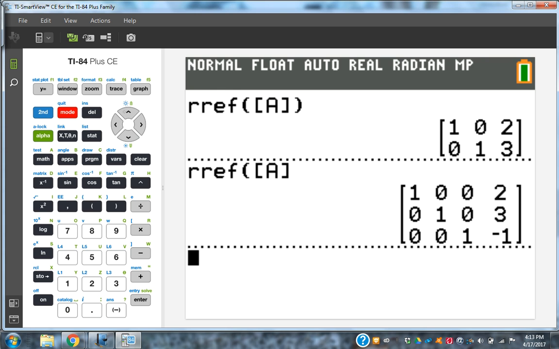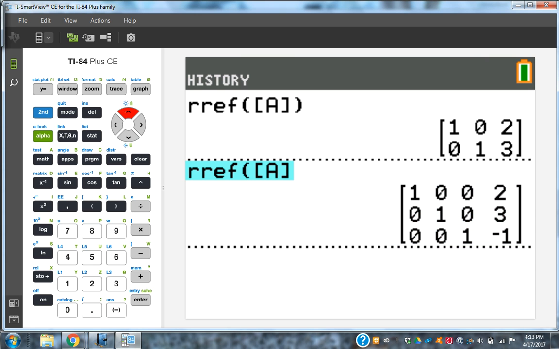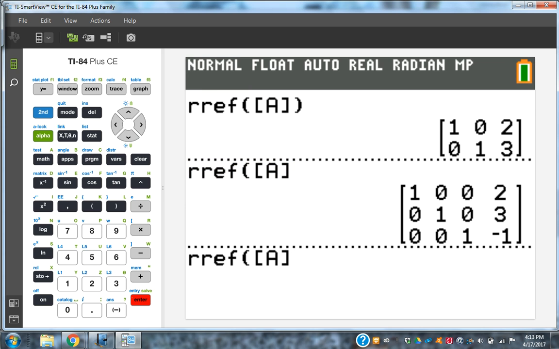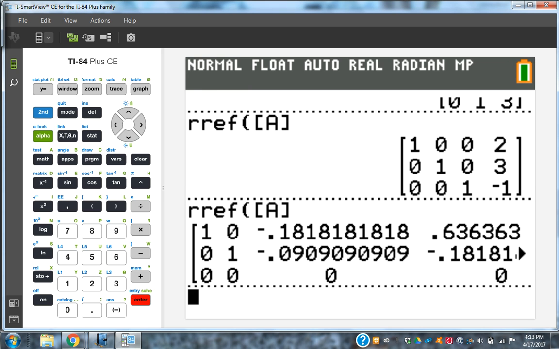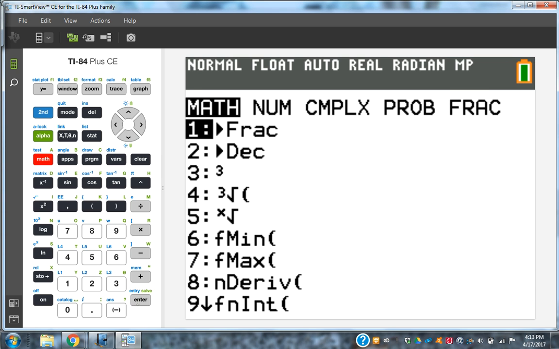And here's a little shortcut. If you don't want to hit math, hit matrix and go to the math menu. If you've already used that matrix, I know you used A earlier, I could just press the up arrow until I get that command and then pull it down there, hit enter again. And it gives us decimal solutions there. I'm going to change that to fractions. So math, enter.